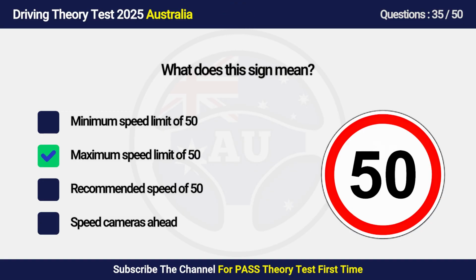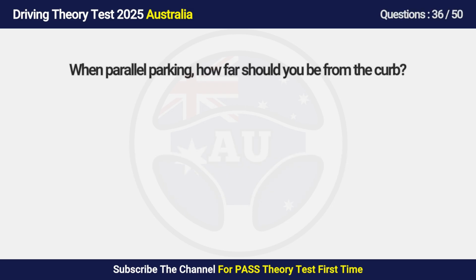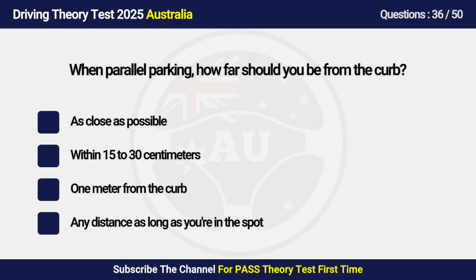Answer is B. Maximum speed limit of 50. This prohibitory sign indicates the maximum speed limit for vehicles in kilometers per hour in that area. Drivers must not exceed this speed. Question 36. When parallel parking, how far should you be from the curb?